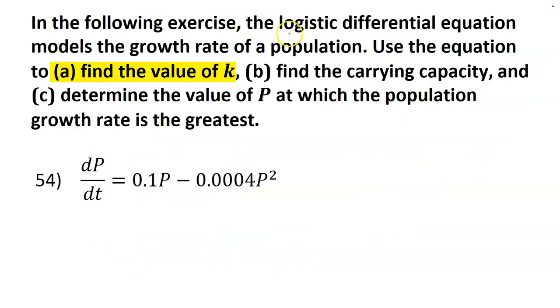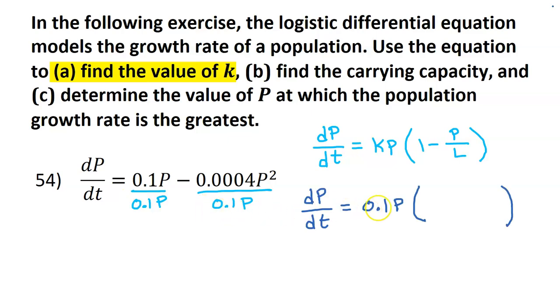In the following exercise, the logistic differential equation models the growth rate of a population. Use the equation to A, find the value of k. Here is the memorized model for the logistic differential equation. To make this problem match the model, we need to factor out 0.1p. When you factor out 0.1p, you divide each term by 0.1p to figure out what goes inside the parentheses. 0.1p divided by 0.1p is 1. And then p squared divided by p is p.